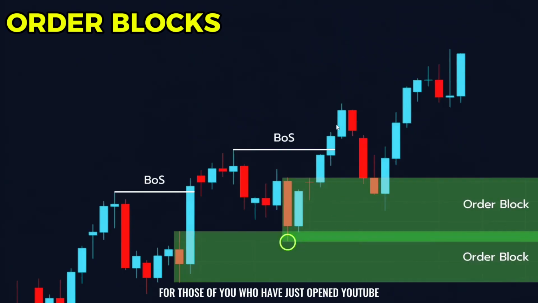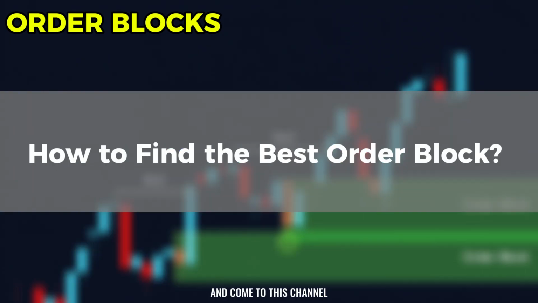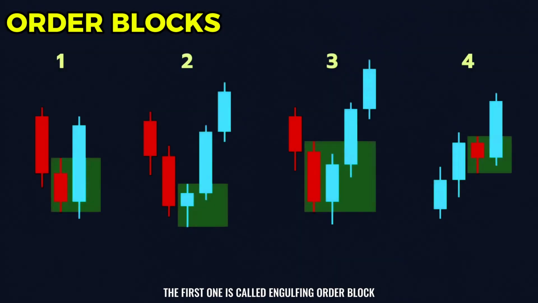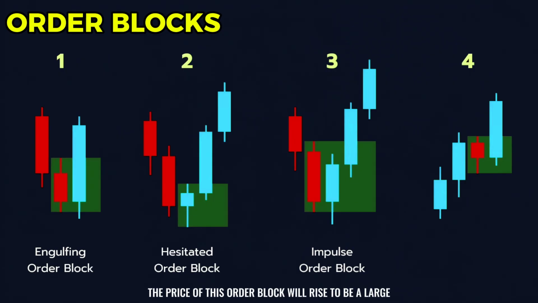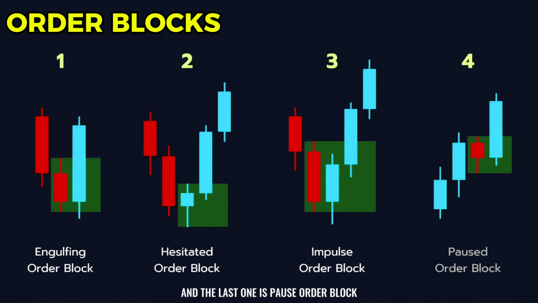For those of you who have just opened YouTube and come to this channel, you still don't know what an order block is. So, let's learn about order blocks together today. The first one is called the engulfing order block. The second one is the hesitate order block. It is a block of hesitation. The third one is the impulse order block. The price of this order block will rise as a large green bar with many bars attached. And the last one is the pause order block. It's an order block where prices rise, there's a little bit of hesitation, and then it goes up.